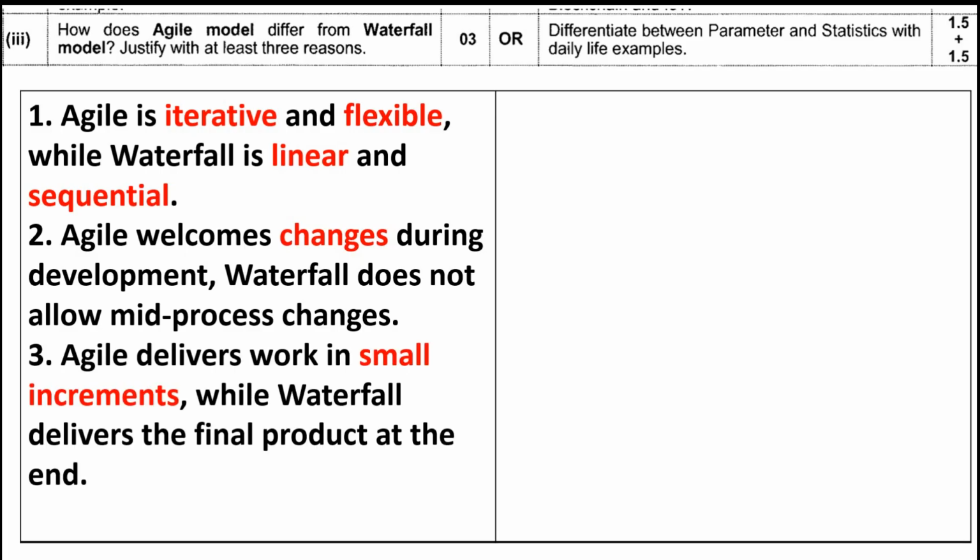Number three, agile delivers work in small increments. They are giving small versions of the software to the customers. Customers use them, then give new input or feedback. According to the new inputs and feedback, developers develop the software.